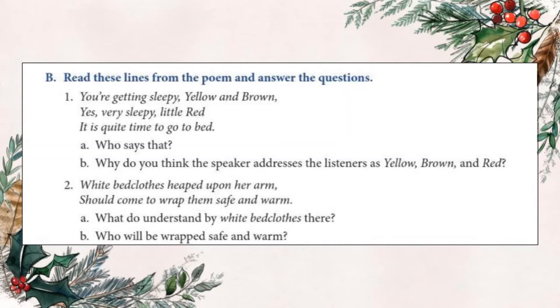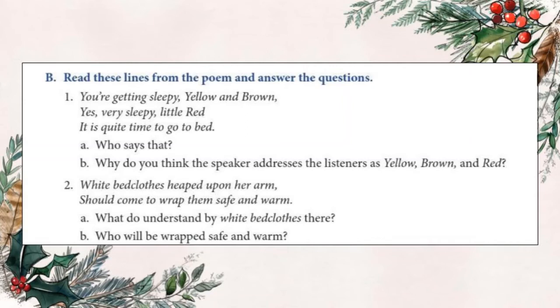Why do you think the speaker addresses the listeners as yellow, brown and red? Students, in autumn season, we can see the leaves as yellow, red and brown. So, the speaker addresses the listeners as yellow, brown and red. It means in autumn season, we can see the leaves as yellow, brown and red. Okay, let's move to the second one.